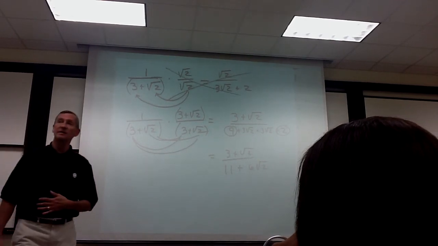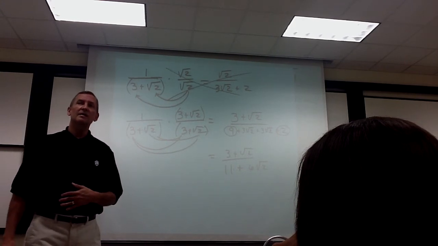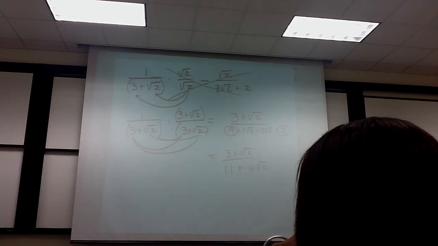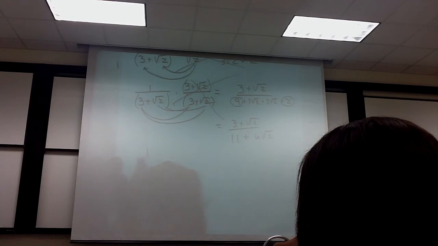Yes, ma'am. Multiply by 3 minus square root of 2. 3 minus. Let's try that. This one didn't get us very far. That was a good thought, though, a very good thought. Let's multiply top and bottom by 3 minus square root of 2.